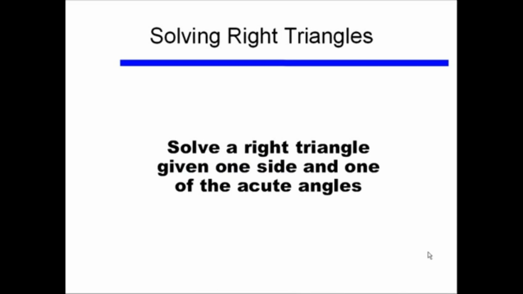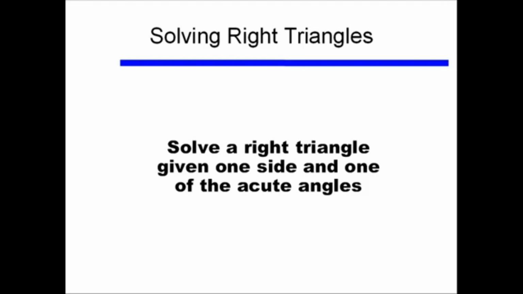Well, how can we use this? One way we can use this is solving right triangles, given just one side and one of the acute angles. What do I mean by solving a right triangle? That means tell me what the lengths of all three sides are and the lengths of all three angles. Of course, with a right triangle, we automatically know one of the angles is going to be 90 degrees.